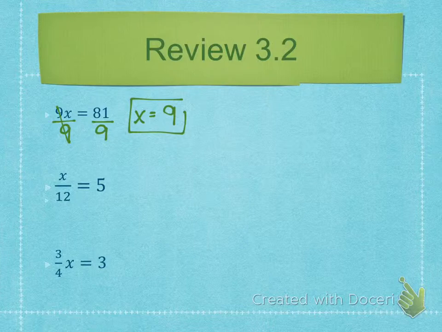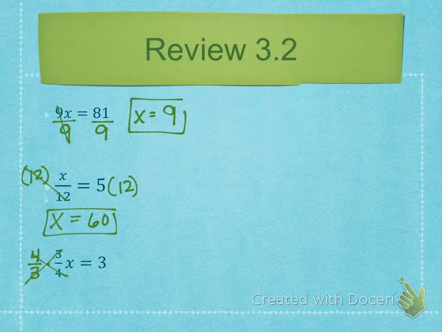Dean, what would I do on this next problem to solve? Multiply by 12. Exactly. Multiply both sides by 12. And I get x equals what? 60. Okay. Megan, what would I do on this next problem? Perfect. Multiply by the reciprocal, which totally cancels out. And I get x is equal to, the 3's cancel out, and I get x is equal to 4. Okay, so that was our review from 3.2. 3.1, remember, we just had addition and subtraction. So we either added to solve or subtracted to solve.